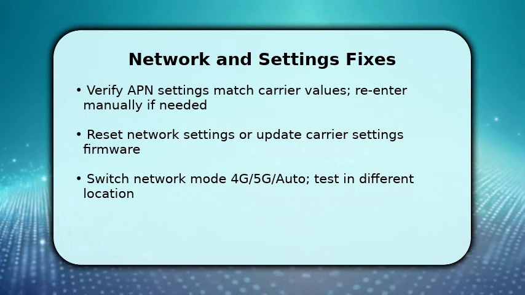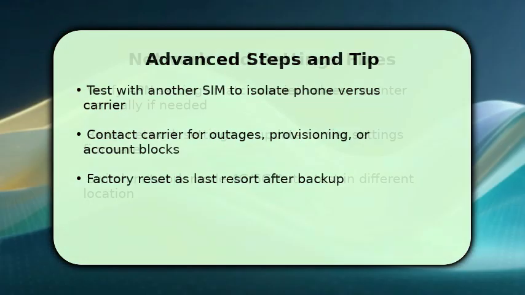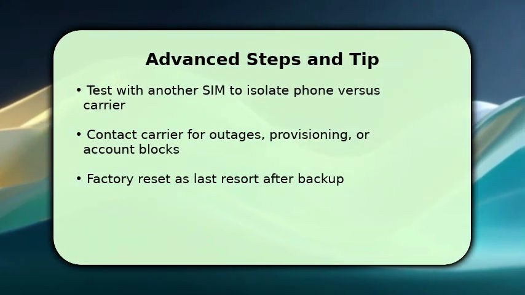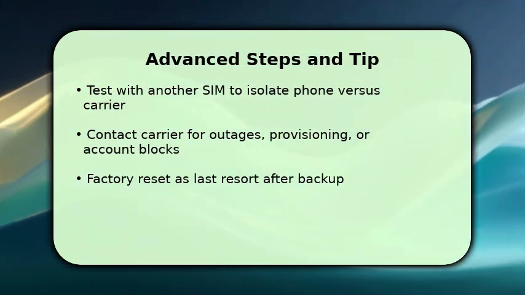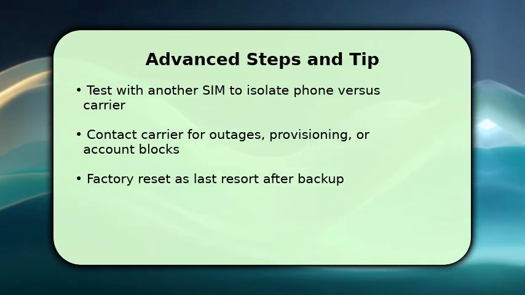Finally, you isolate hardware from carrier issues by testing another working SIM in your phone. If that SIM works, the issue is your account. Once done, contact your carrier to check provisioning, outages, or account blocks and request a refresh of your connection.